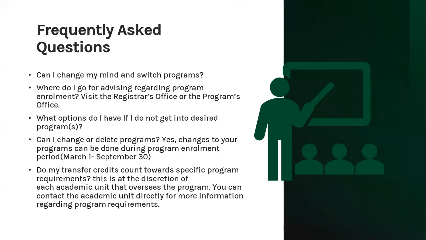And where do I go for advising regarding program enrollment? I'll be visiting the registrar's office or consulting the program's office. What options do you have should you not get into your desired programs? This is where the backup programs come in handy. Have a backup program to enroll in as you work towards the prerequisites to get into the program of your choice. And can I change or delete programs? Yes, you can do that. Again, just remember this can only be done during the program enrollment period, that is as of early March to late September.